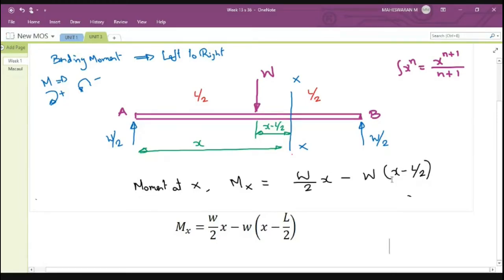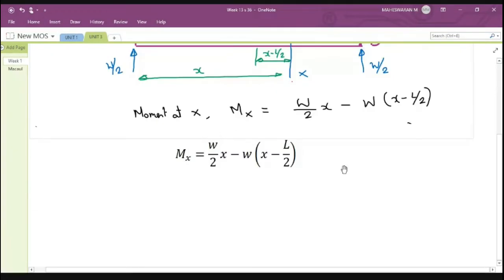When I integrate this, it should not be x square by 2 minus L by 2 x. That is wrong. Instead, it has to be x minus L by 2 the whole square by 2. So keep in mind, in any double integration method, or whatever method we discuss in this unit, you should consider this as a whole term when you integrate it. You can consider this entire thing as capital X, so capital X square by 2. That is how you have to integrate it.